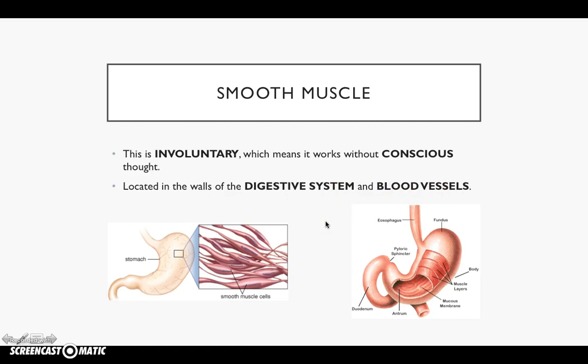So I am not asking my stomach to contract. It does it automatically under unconscious control. I'm not consciously saying, oh, can you break down that food I've just had? It's automatically doing itself. These are known as smooth muscles. Smooth muscles are involuntary muscles that are without conscious thought. Example is stomach.